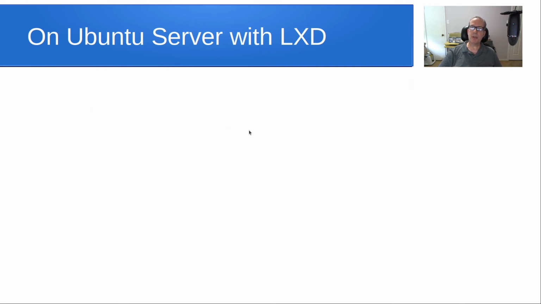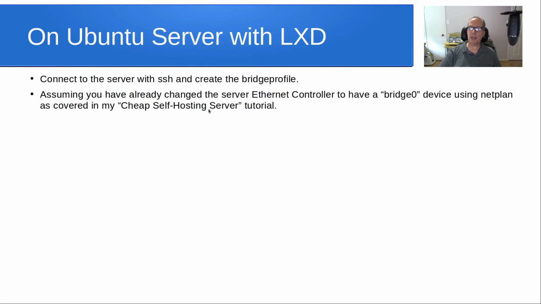All right, now on the Ubuntu server, now that we've got a backup, we want to connect to the Ubuntu server with SSH. That should be easy for you because you've got this Ubuntu server up. If your Ubuntu server is a desktop, then just launch a terminal in it, and that gives you your session. Assuming you've already changed the server Ethernet configuration to have a bridge0 device using Netplan, and we covered that in my cheap self-hosting server tutorial, which was 2 videos ago. Watch that to learn how to change your Ethernet device to a bridge device called bridge0.